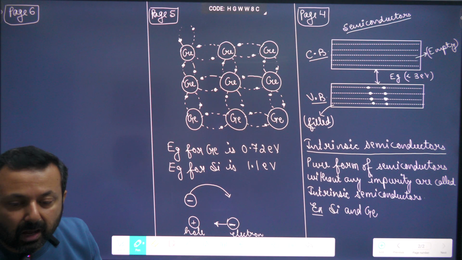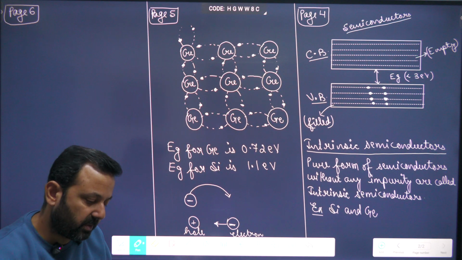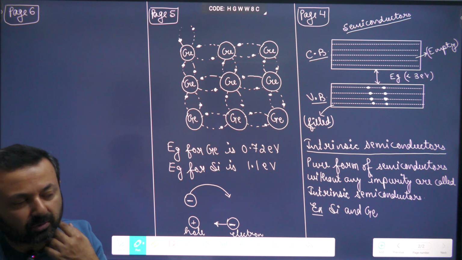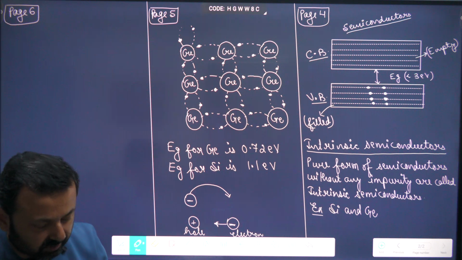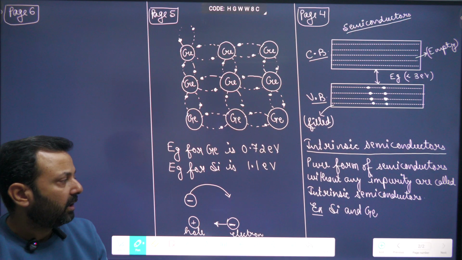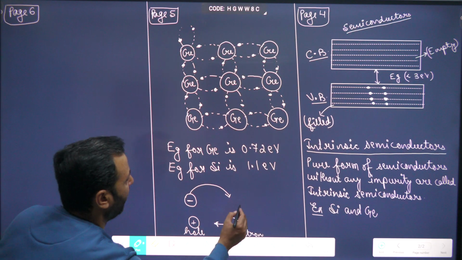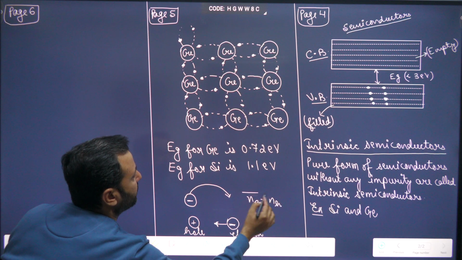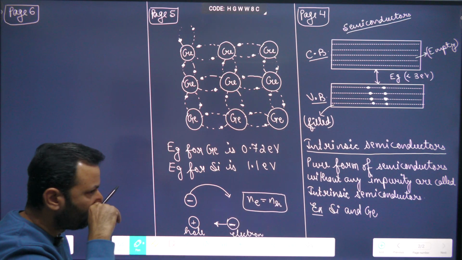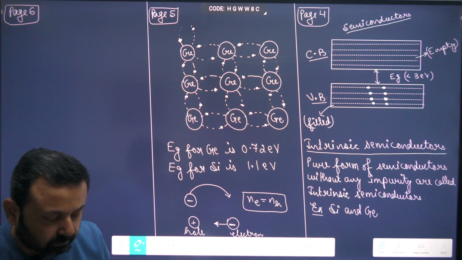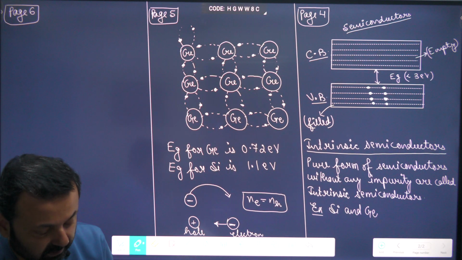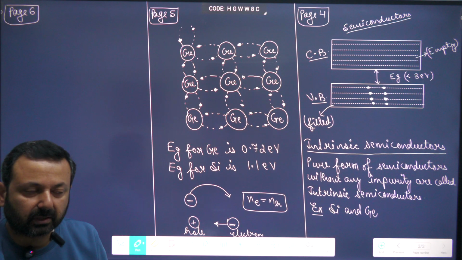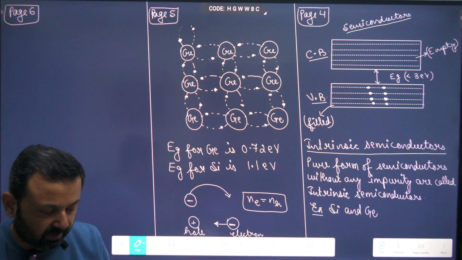Yes, sir. Okay, and it has been observed that in an intrinsic semiconductor, the number of electrons and the number of holes are always equal to each other. That is, NE is equal to NH. Number of electrons is equal to number of holes. Next line. Also, the conductivity of an intrinsic semiconductor is very low.